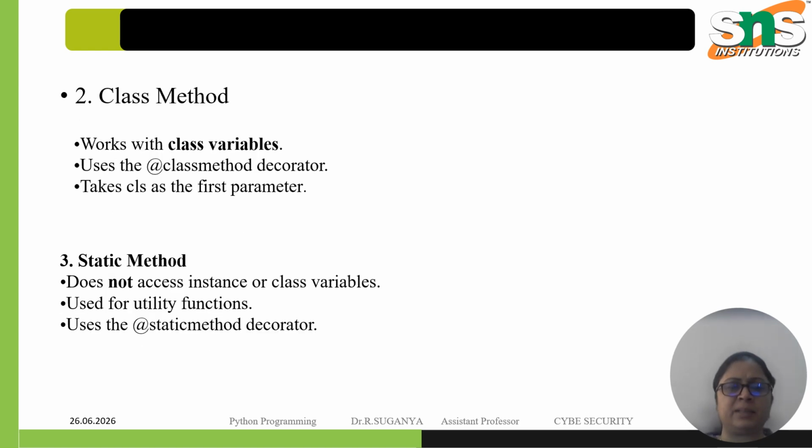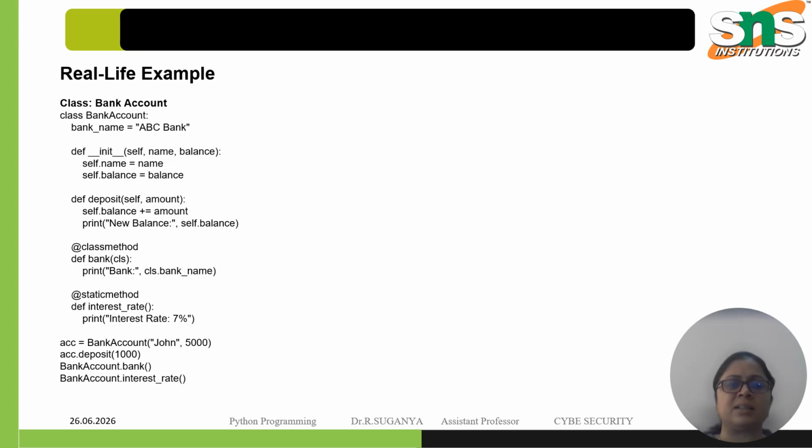Next is the class method. It works with class variables. It uses the classmethod decorator and takes cls as the first parameter. And the static method does not access instance or class variables. It is used for utility functions and it uses the staticmethod decorator. Okay, and next is a real-time example.